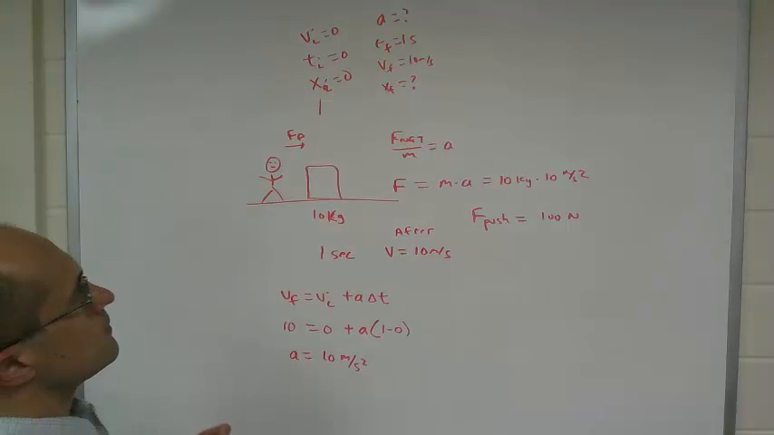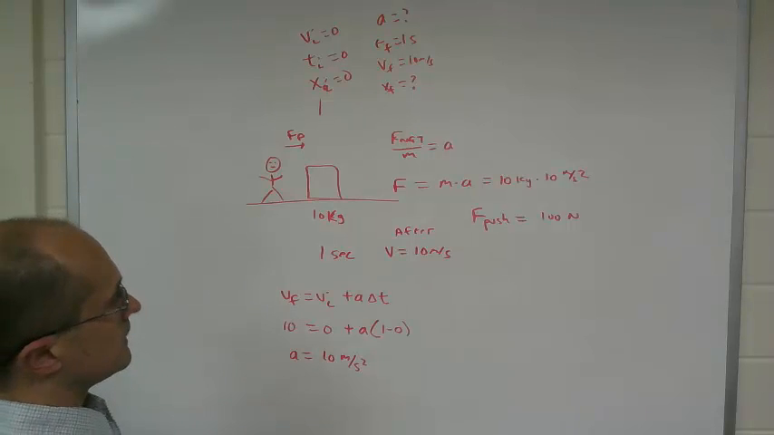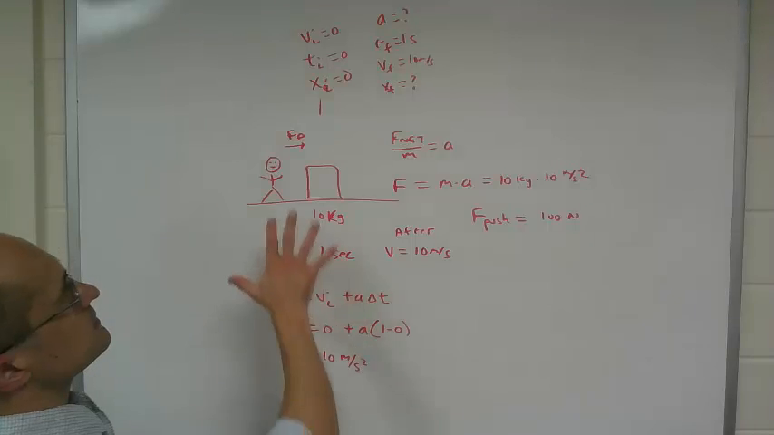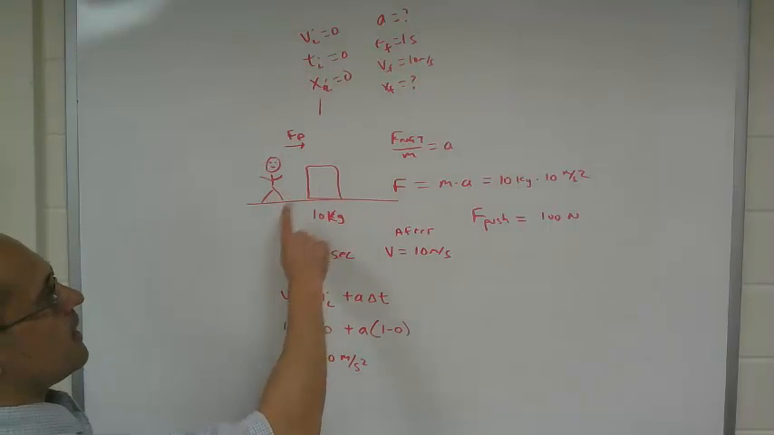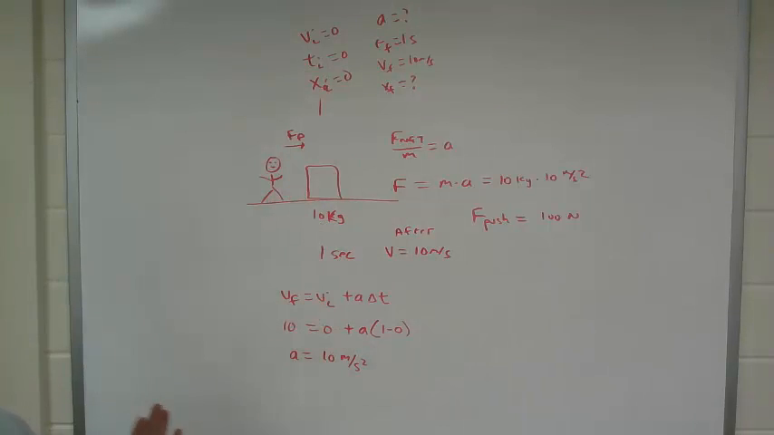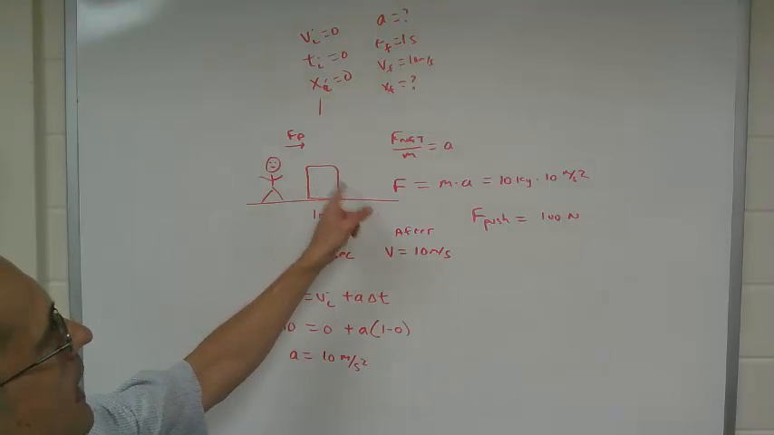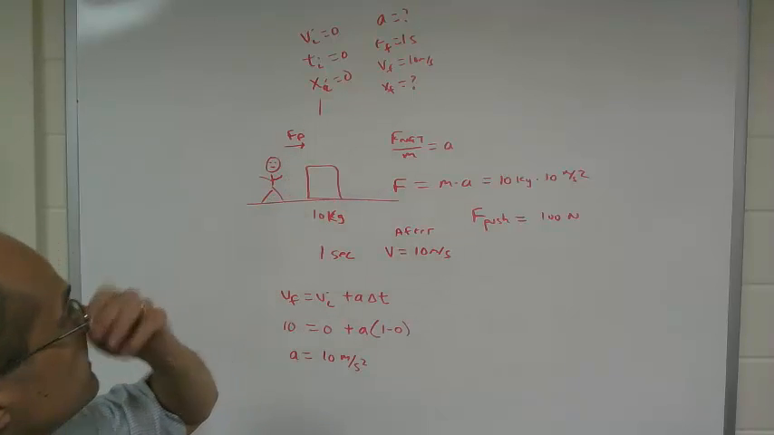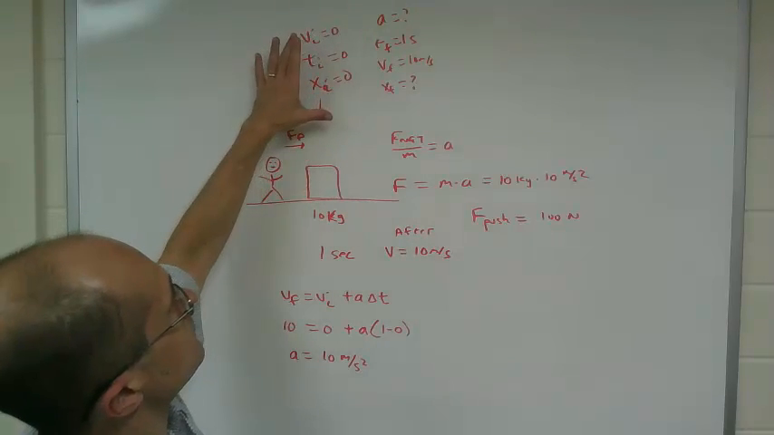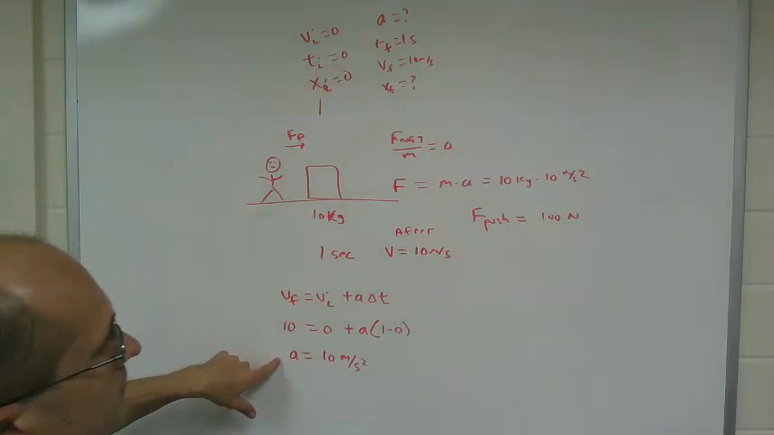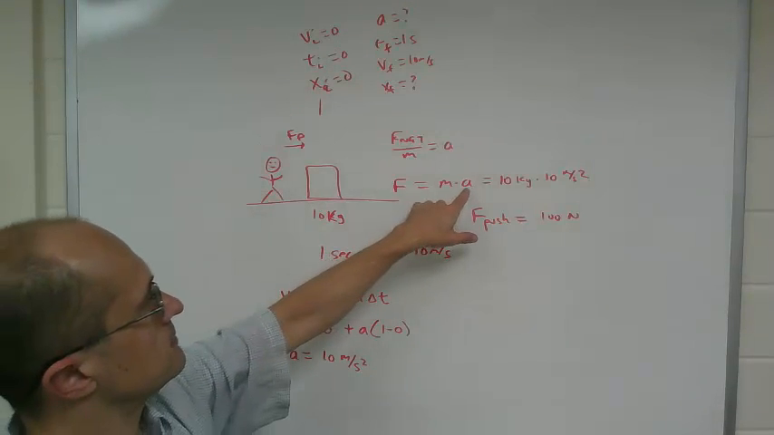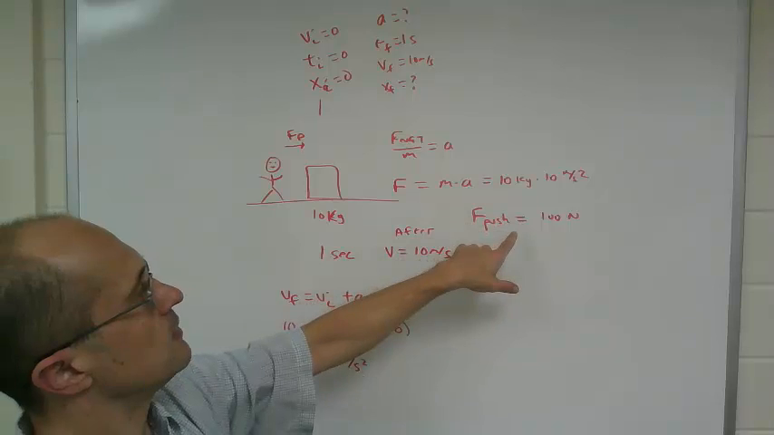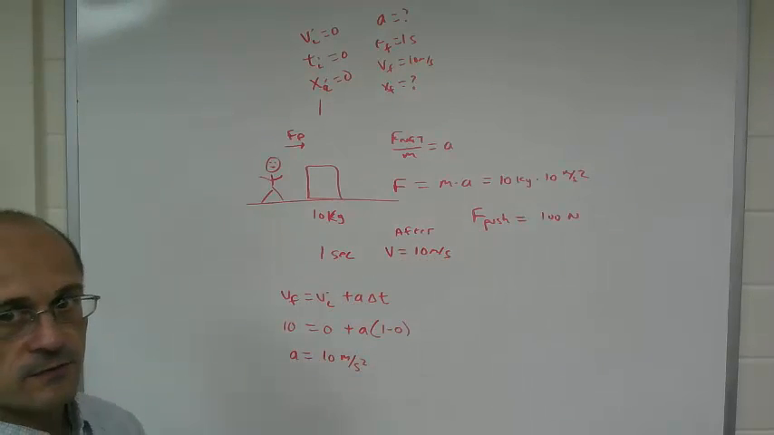And so this is another example of a second law problem, where this time we were given information about our object's motion. There was a box sitting still. We came and pushed it for 1 second. After the push, we noticed that the box was moving at 10 meters per second. So we use our equations of motion to get the acceleration. Once we had the acceleration, we knew the mass, we were able to get the force of the push.